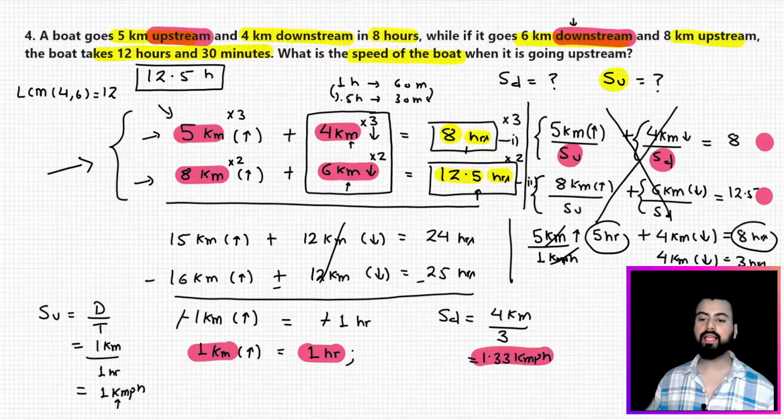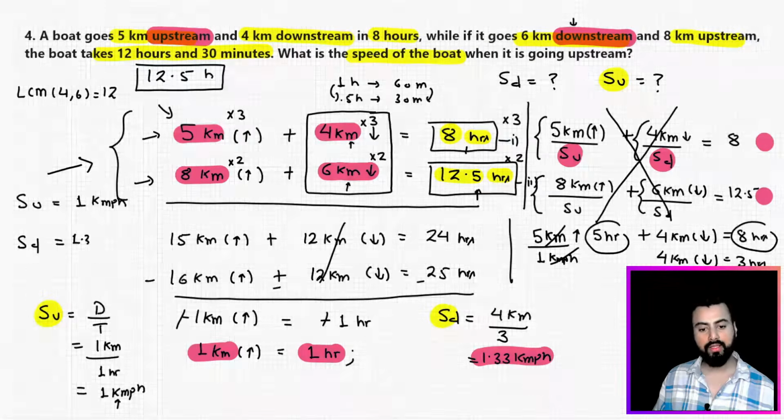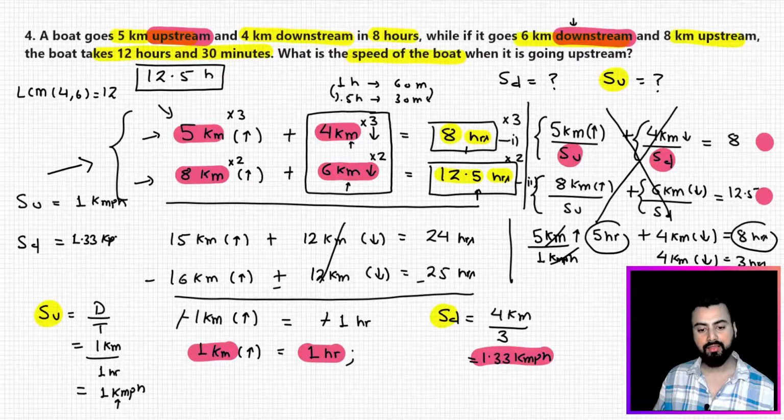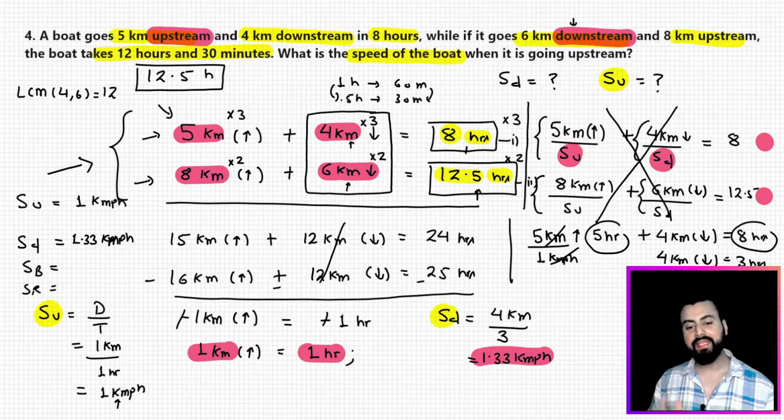So tomorrow if they ask you to calculate speed downstream or any other value of speed, you can calculate it very easily. Remember I told you, if I have any of the two speeds, like in this case, I have calculated speed upstream, it's 1 kilometer per hour. Speed downstream is 1.33 kilometer per hour. Using these two speeds, I can calculate the speed of the boat and the speed of the river too. Not very difficult. You know the formula. So this is how we can deal with any type of variation on this type of question very easily.